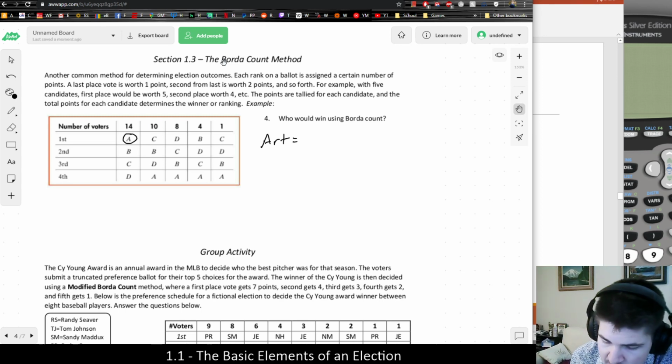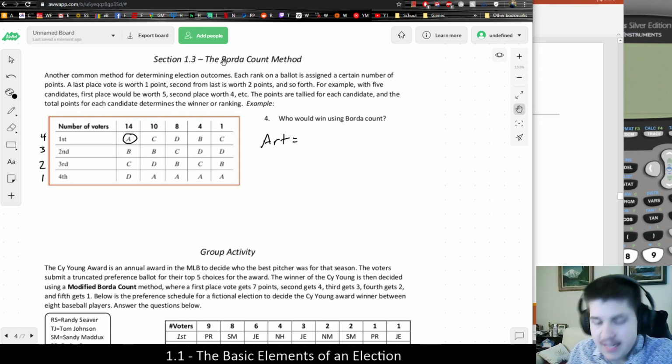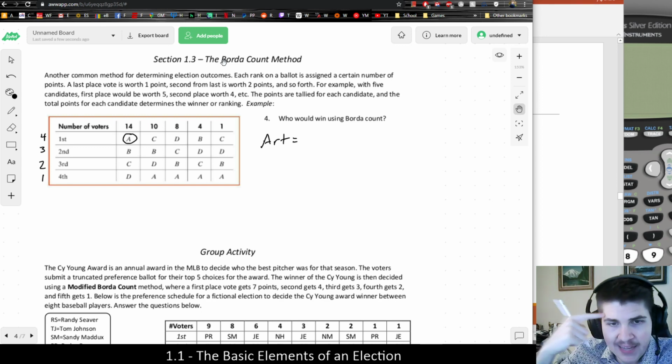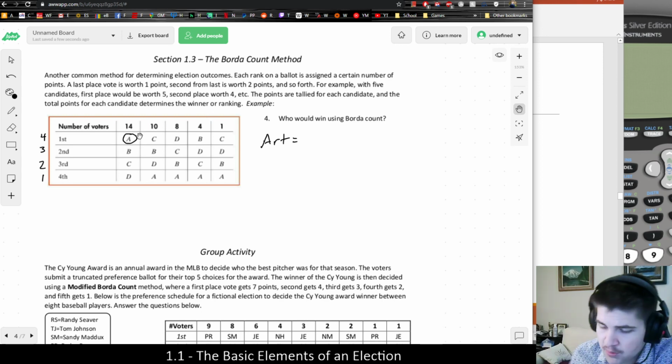Also, what I recommend doing is writing the Borda count point number for each tier to the left, because it's very easy to accidentally look at the ranking. But remember, the points that you're getting is reverse ranking. So I like to write it over here just as a mental note. Okay, that's the number of points I'm getting, not 1 point. And since Art got 14 first place votes and each one is worth 4 points, that's going to be 14 times 4 Borda points for those particular votes.